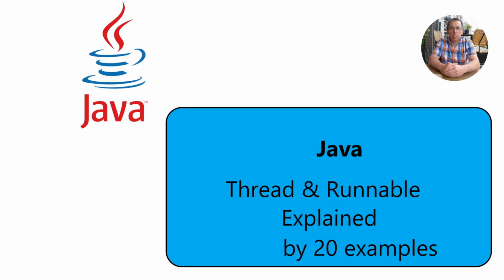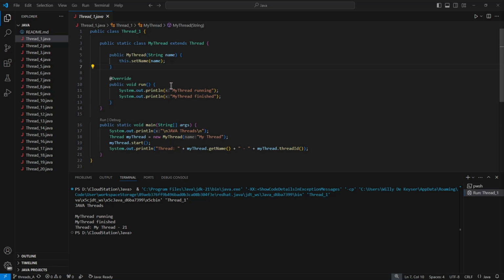In this video, I explain Thread and Runnable with 20 examples. In this first example, we create a static class, MyThread, which extends Thread. We have a constructor that gives the name and sets the name of the thread. In the overridden run method, we only print out "MyThread running" and "MyThread finished".